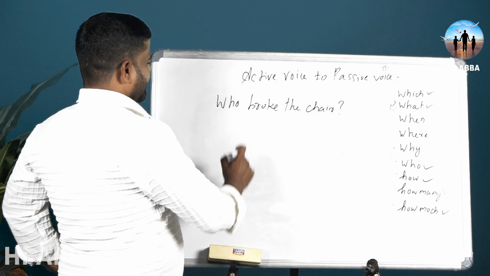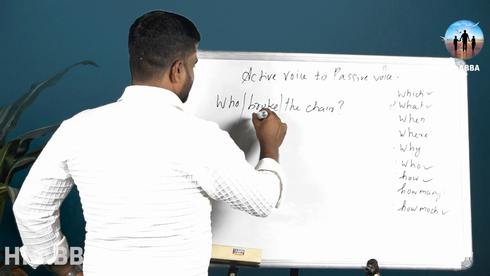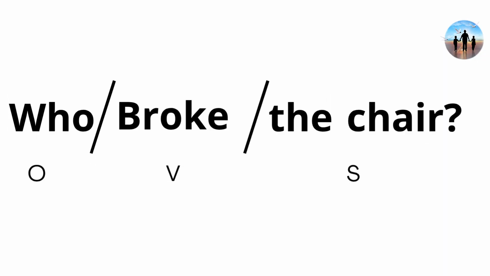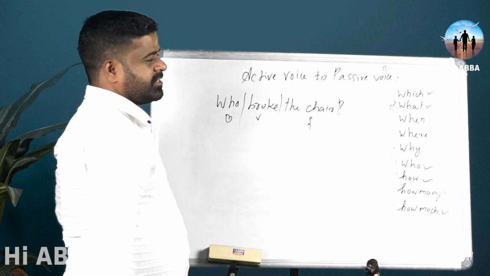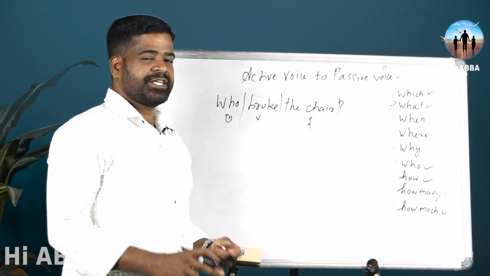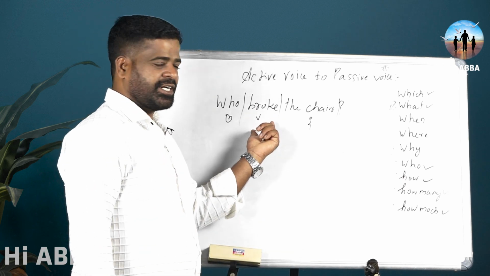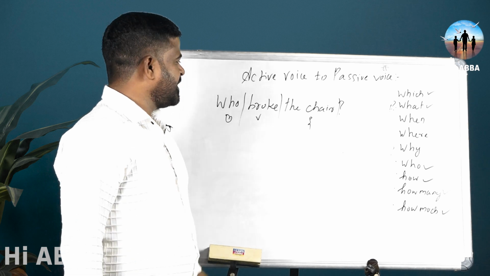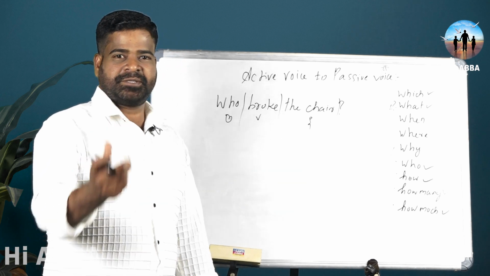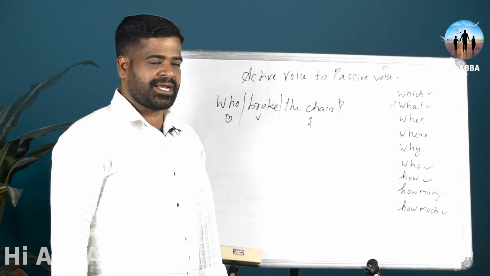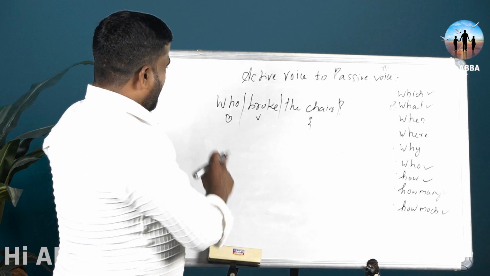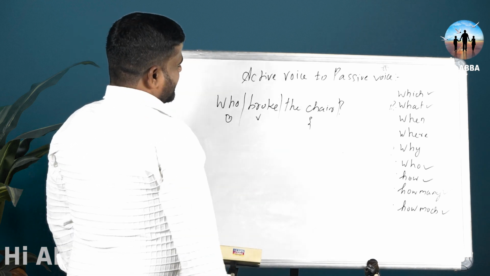Now if you split this one, this is a verb, the chair is a subject, and this is object. Now there is no be form verb. Actually we would have to write did plus break, but we have written V2 straight away, so it becomes the verb. Now this is simple past tense, the be form verb is did, as we have learned the formulas already. Now how can this be changed into passive voice?